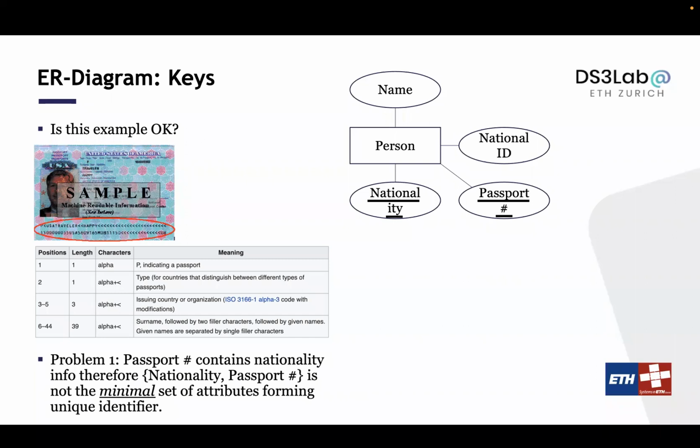is not the minimal set of attributes forming a unique identifier. You are able to remove the nationality from this set of attributes and you still are able to identify a person, because the passport number contains information about nationality. So if that's the assumption about passport number, then this combination, nationality and passport number, is not really a candidate key because it's not minimal. But again, if you are assuming in your application that passport number does not include nationality information, then this combination could be a valid key. So it all depends on what application you are building and what assumptions you have in this application.